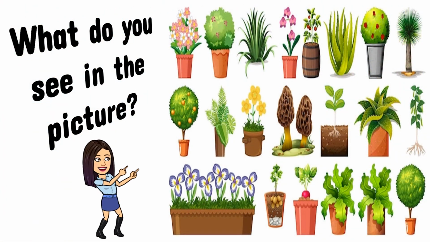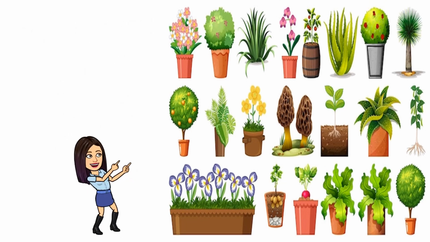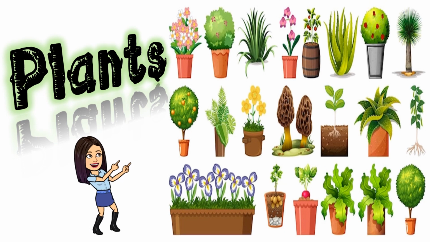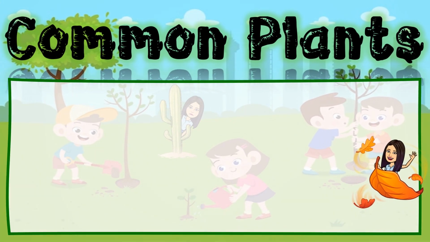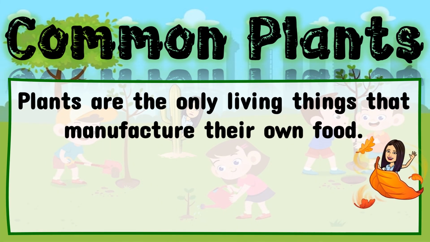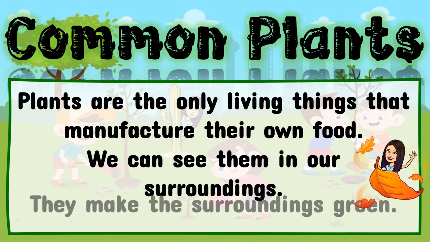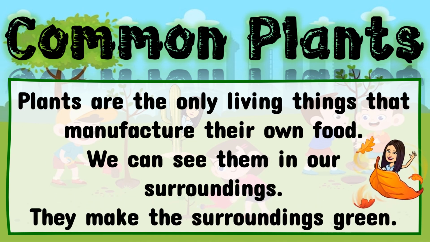What do you see in the picture? Exactly, these are plants. Plants are the only living things that manufacture their own food. We can see them in our surroundings. They make the surroundings green.